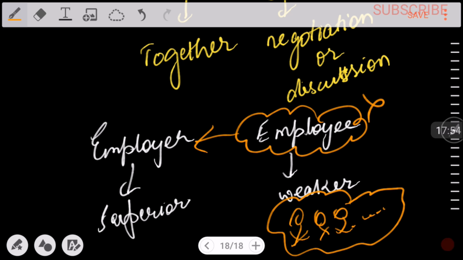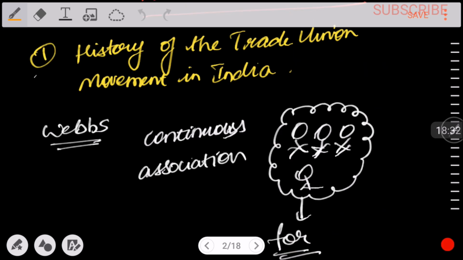So, a group of employees will face this problem. How will they face it? They will form a group and they will collectively bargain with the employer. It is like a small rope cannot bind an elephant, but a combination of ropes can bind an elephant. This is the principle underlying collective bargaining. A trade union or a group of representatives of workers can successfully bargain with the employer.